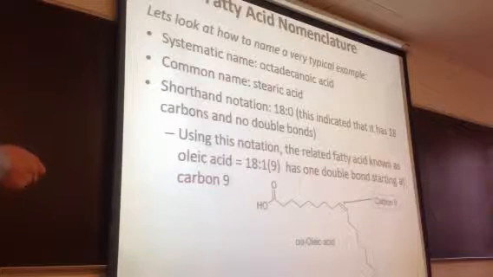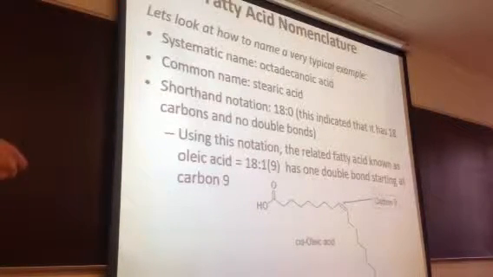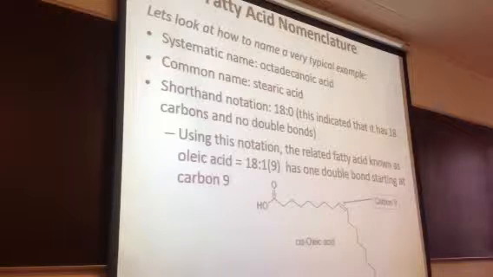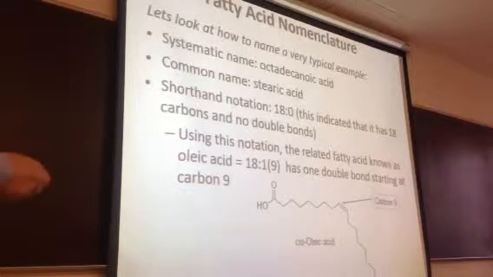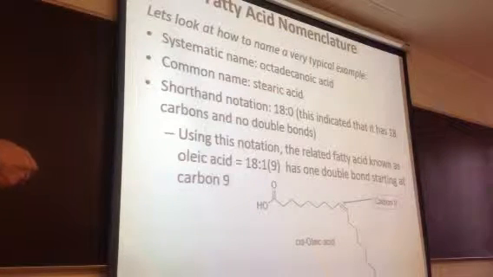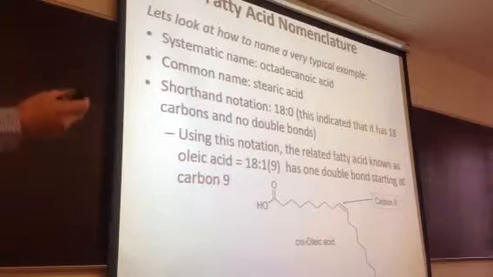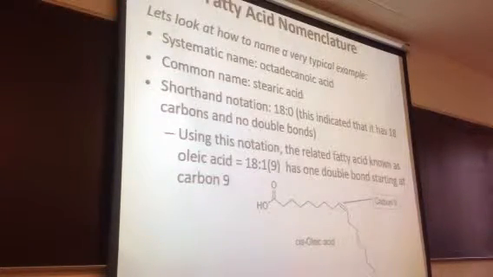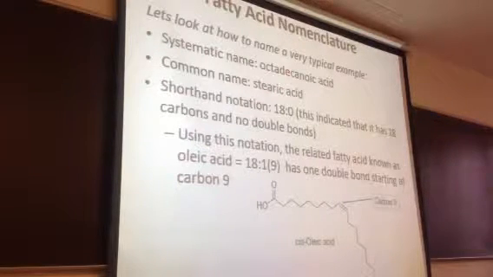Okay, the nomenclature. If you're going to talk about saturated C18, the organic chemists would say, well, that's octadecanoic acid. It's just a fancy way of saying it's got 18 carbons in it. Everyone really calls it stearic acid, though, when there's a common molecule that picks up a common name, and it's used unless you need to get fancy and specify some details. So you just call that probably stearic acid.